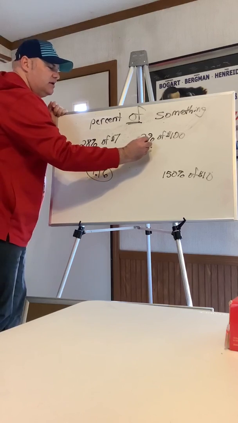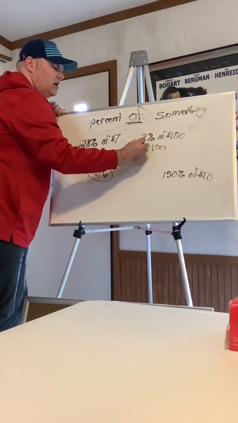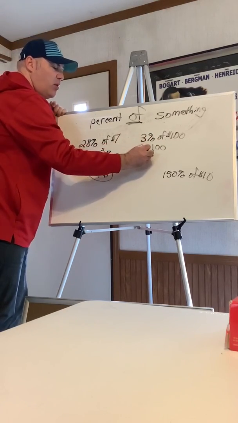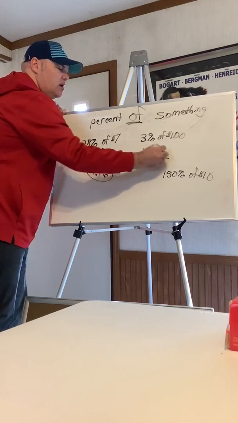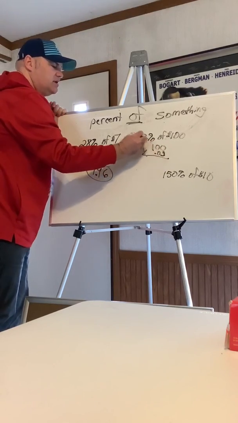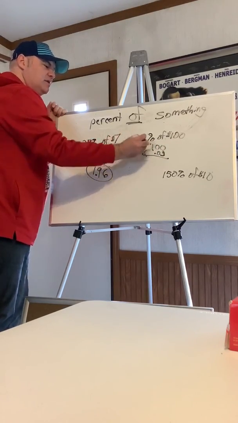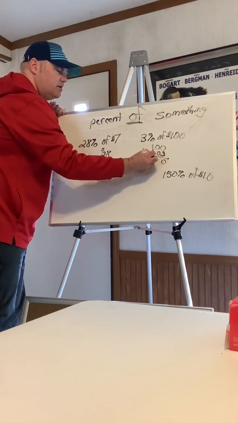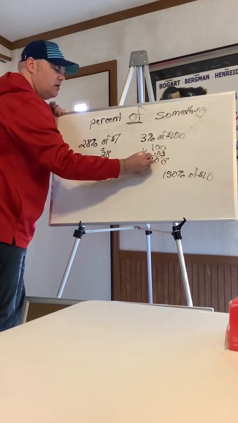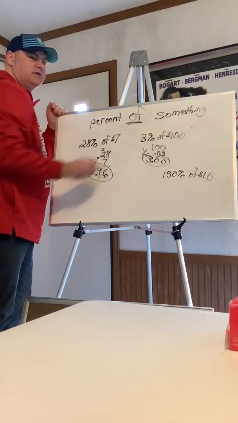3% of $100, I'm going to take 100, and I'm going to multiply it times 0.03. Okay, because I moved the decimal twice, it's 0.03. I moved the decimal, $3. $3 is 3% of 100.